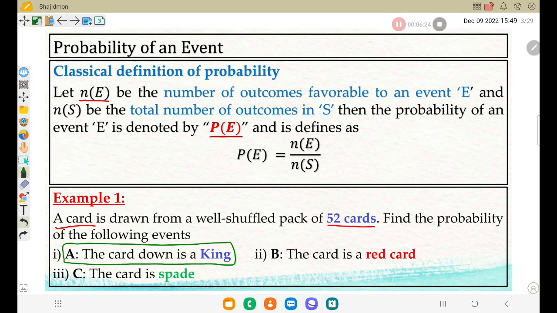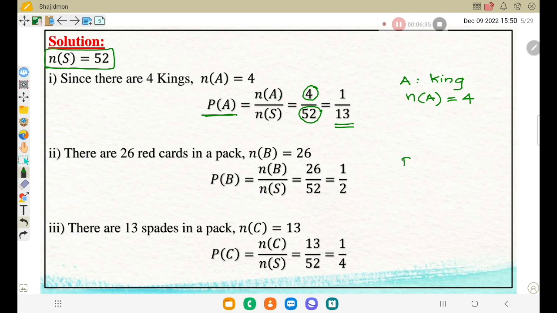Now if we go to the second example, we are defining an event B. B means the card drawn is a red card, correct? How many red cards are there? Number of outcomes in B. How many elements in B actually? 26 red cards we have, correct? The number of elements of B is 26, because 26 red cards are there. 26 red and 26 black, correct?